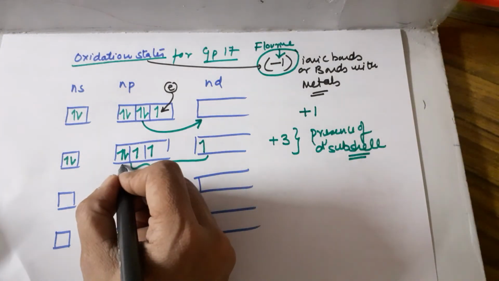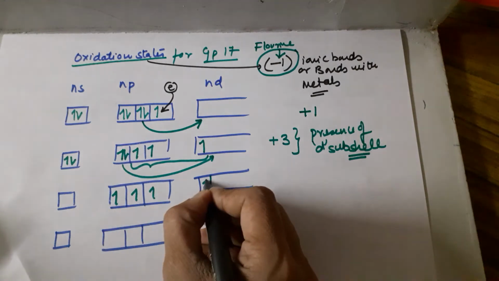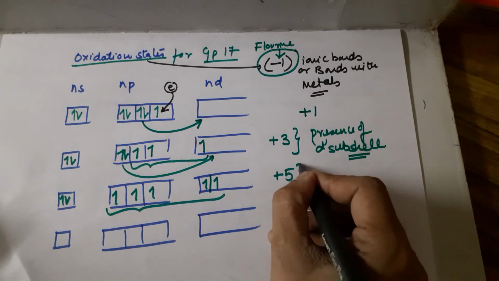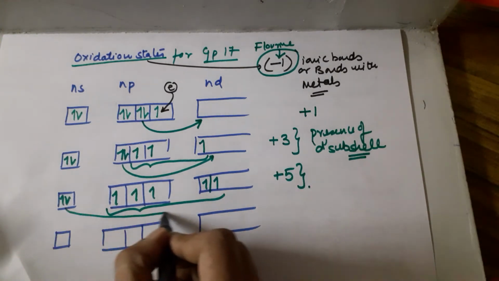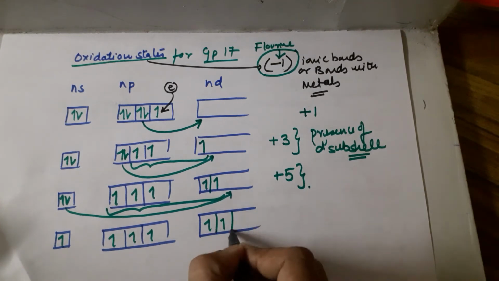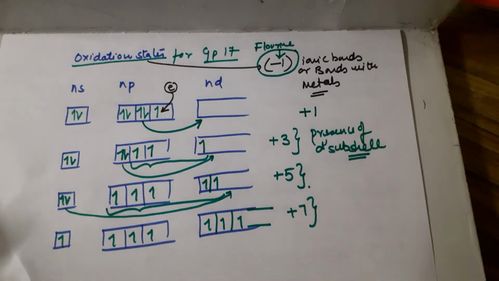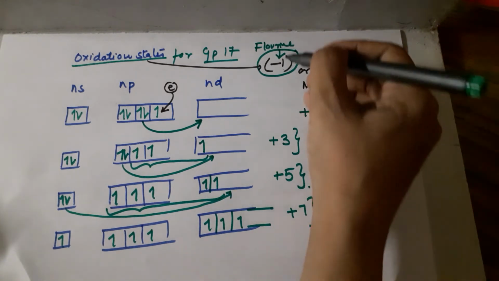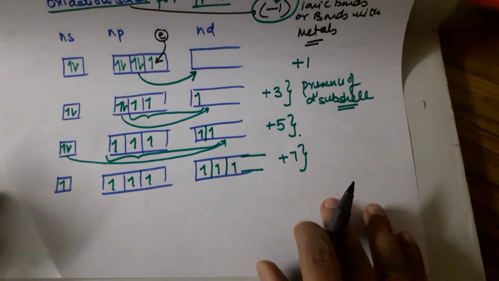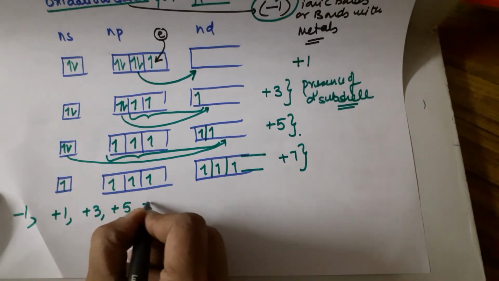Coming to the next, we can also have the unpairing of the next electron, that is you would end up in this. Now there are 5 electrons unpaired, so you can have a +5 oxidation state. And lastly, this electron may also get unpaired and you would have 3 d orbitals occupied. That means you would have +7 as the oxidation state. So the oxidation states of halogens are -1, and also +1, +3, +5 and +7.